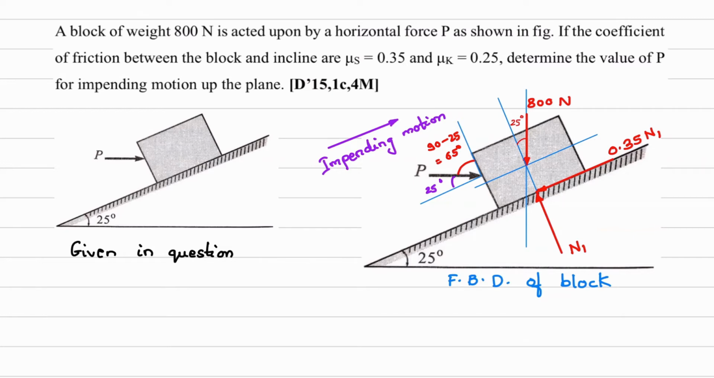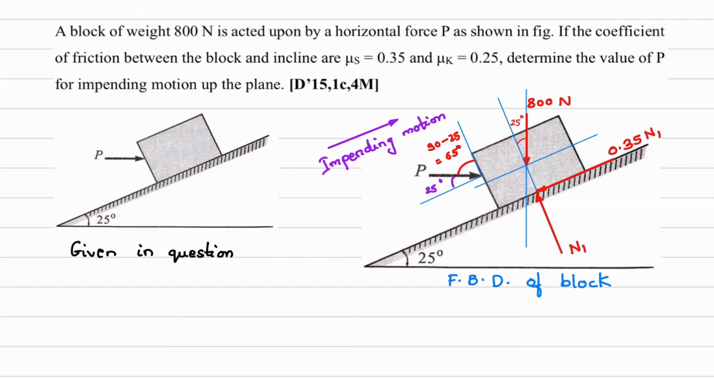Now here, just to confuse the students, what is given? Mu s, the coefficient of static friction, is given, and mu k, the coefficient of kinetic friction, is also given. Since we have to find the value of P for impending motion up the plane, impending means just about to move, meaning it has not moved. So that is why we have to consider mu s while solving the question. That is why the friction force is mu s, 0.35, into N1.